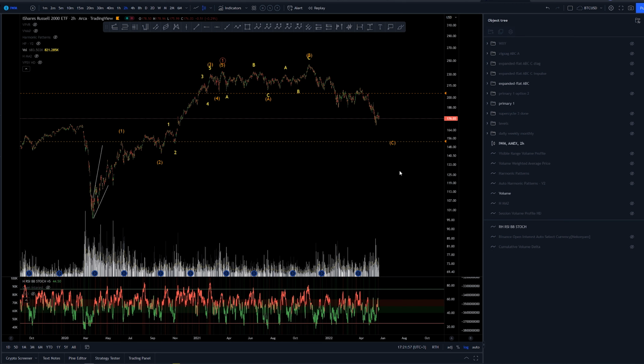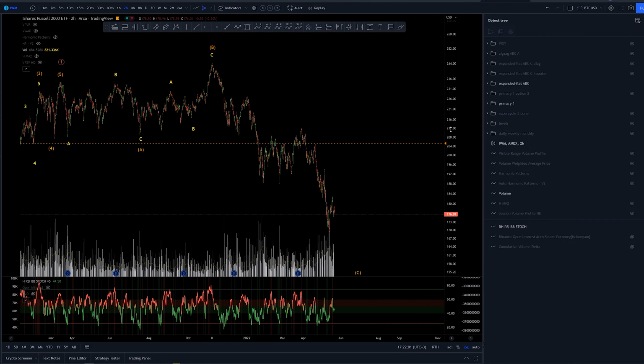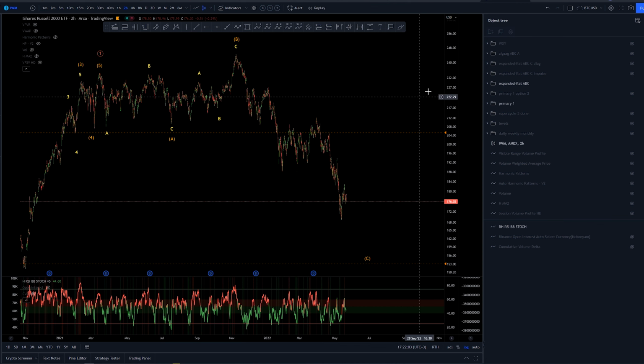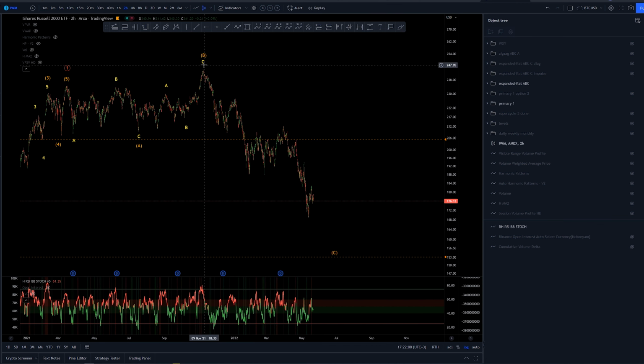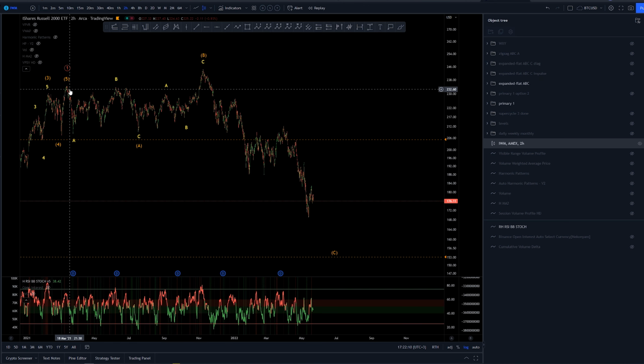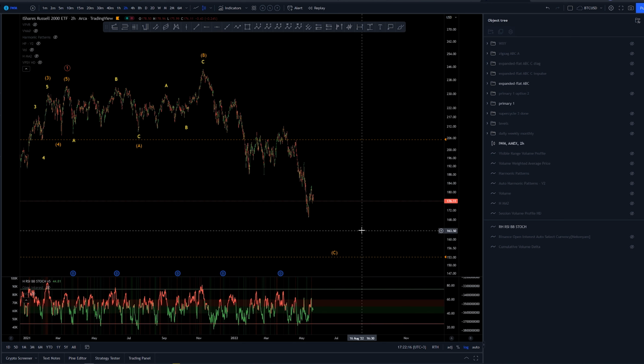For the first option we have this kind of expanding flat. Let's get rid of the volume for now. Saying that we have ABC here, ABC, and B wave getting past the start of this whole structure, creating this expanded flat. For the C wave we would be looking for 5-wave structure, so there's a couple of different options.